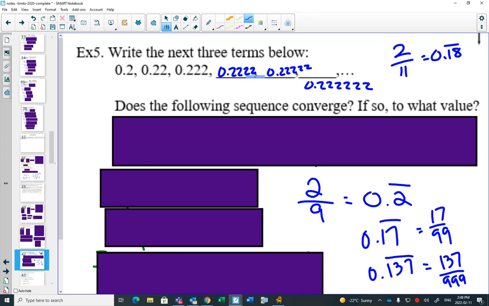None of you have siblings in my grade 9 class, because I was going to tell them to go impress their siblings with their new mathematical abilities of repeated decimals. Okay.